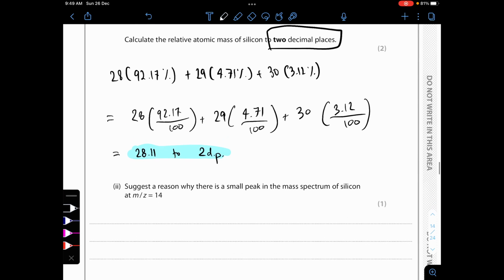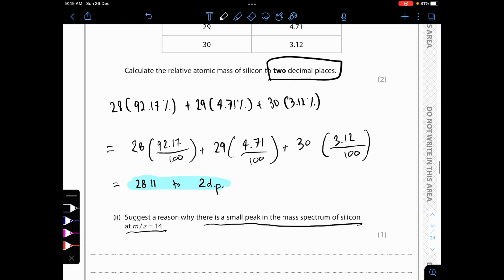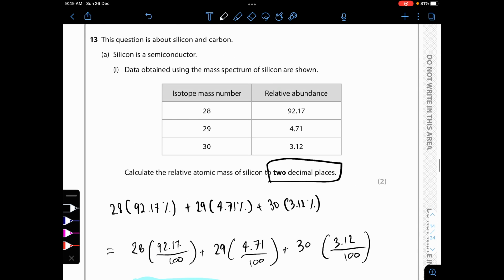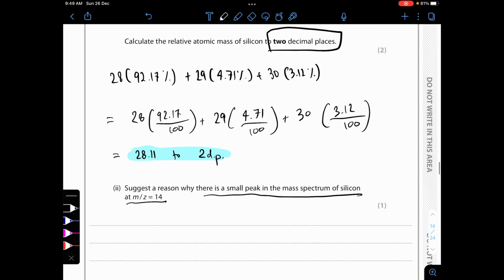Now it says, suggest a reason why there's a small peak in the mass spectrum of silicon at m/z 14. Now the relative mass is usually 28, so there must be a correlation between 14 and 28. The only thing I can think of is that the atoms of mass 28 maybe had a charge of 2 plus.